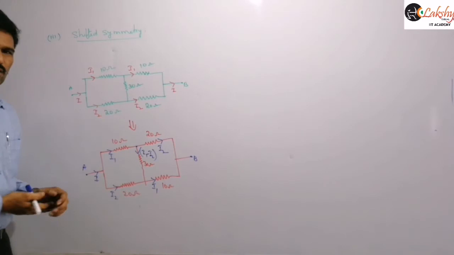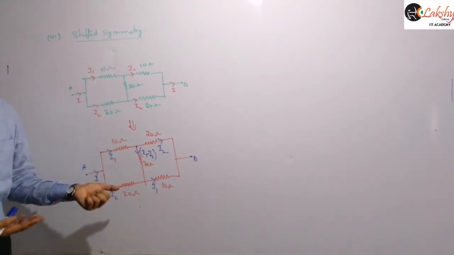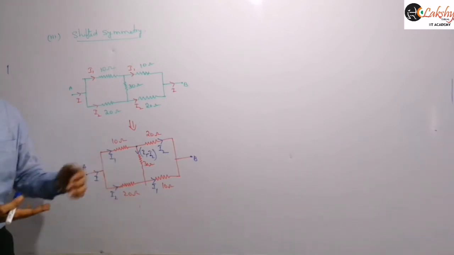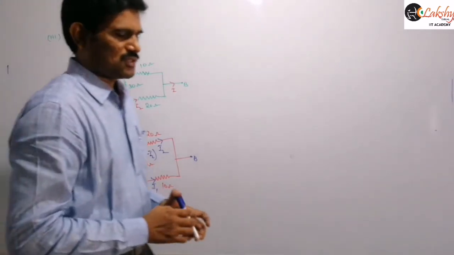here, right? And then we can simplify the circuit. The next procedure is we need to apply the Kirchhoff laws. Just by applying the Kirchhoff laws, you can solve the circuit here. Is it clear? So just write that about the shifted symmetry.